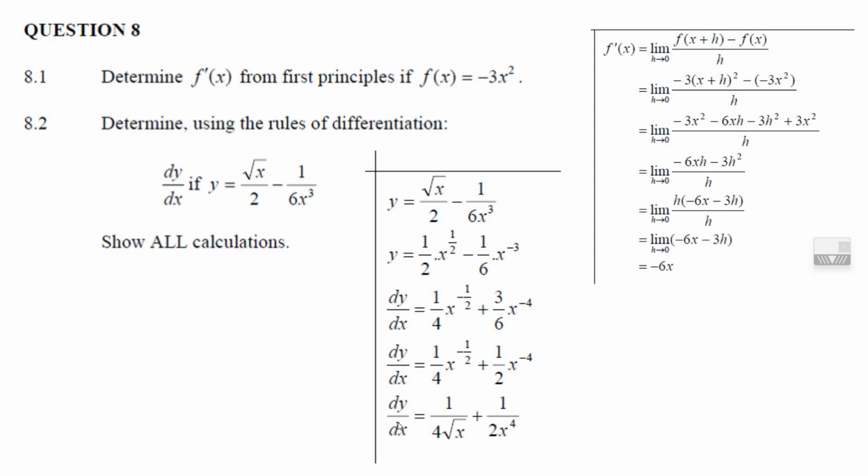You don't have to do this last step, turning it back into surds or back into positive exponents. If you leave your answer like this, right here, you get all the marks. And there you go. That's how you do it.